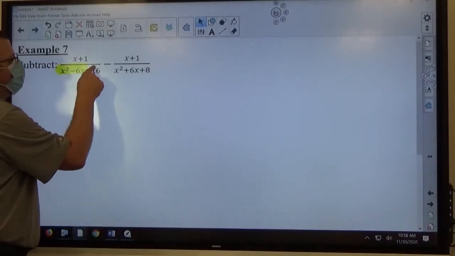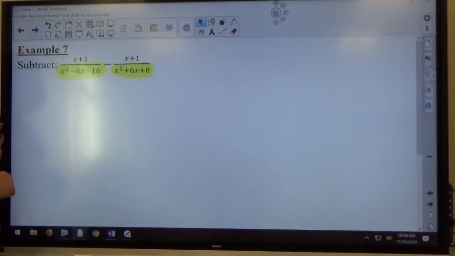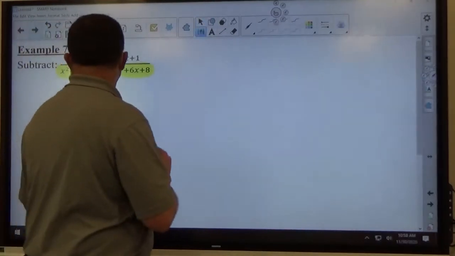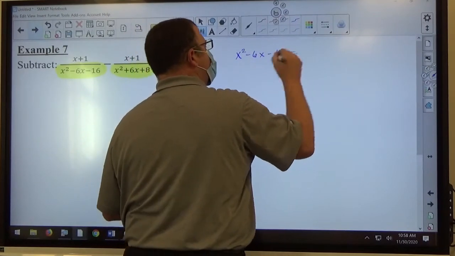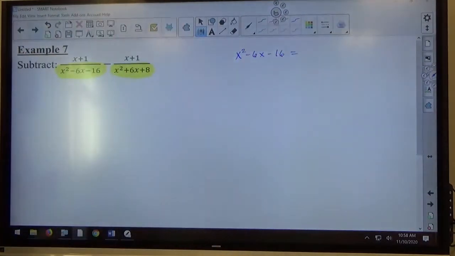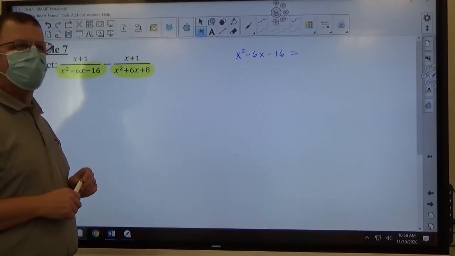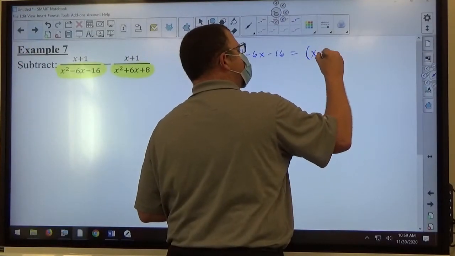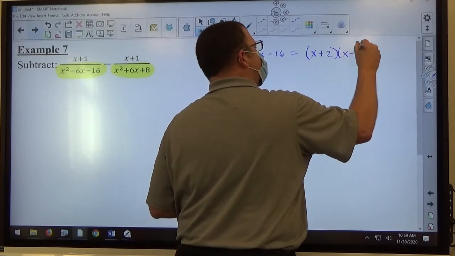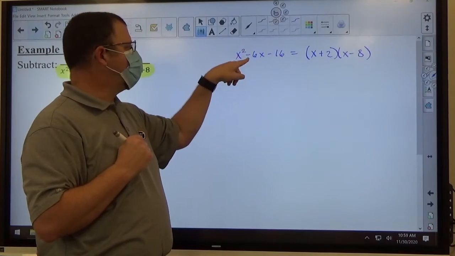We have a denominator, x squared minus 6x minus 16, that does not match the other denominator, x squared plus 6x plus 8. So I want to factor them to begin with to see what the least common denominator of these two things is. x squared minus 6x minus 16 is a simple quadratic trinomial with a coefficient of 1 in front of x squared. So we need two numbers that multiply to make negative 16 and add to make negative 6. What are those numbers? Positive 2, negative 8. Negative 8 times positive 2 makes negative 16. Negative 8 plus 2 makes negative 6.